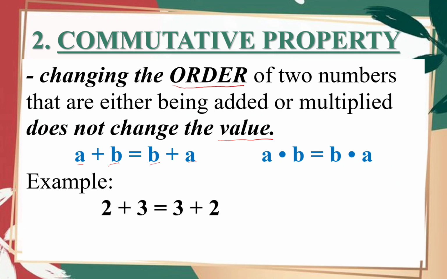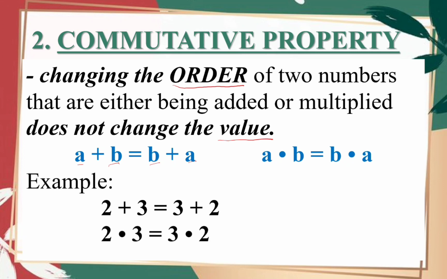For example, 2 plus 3, that is equal to 5. Pag binago natin yung order nyan o yung position nyan, ginawa nating 3 plus 2, this is just also equal to 5. So, ang nagbago lang ay yung order at hindi yung sagot. So, that is commutative property.